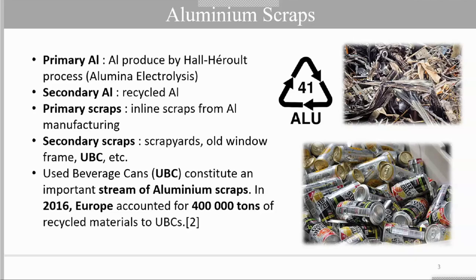Used beverage cans, as represented right there, when they're finished and crushed, are an important stream of aluminum scraps. In 2016, Europe accounted for 400,000 tons of recycled material due to processing UBCs. So it's a very important stream.